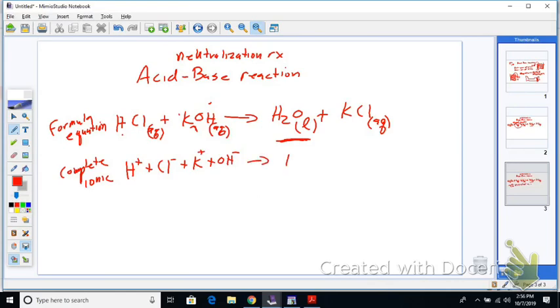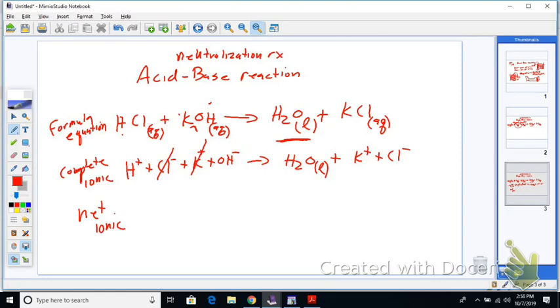So this is what it should look like on the complete ionic reaction. Any questions on that? Is that what you guys have? So now get rid of your spectator ions and write what's left over as your net ionic. Go ahead and write whatever's left over on your net ionic.